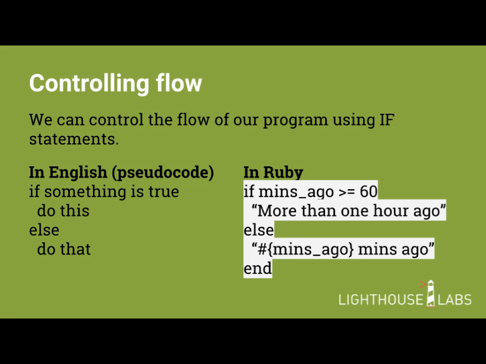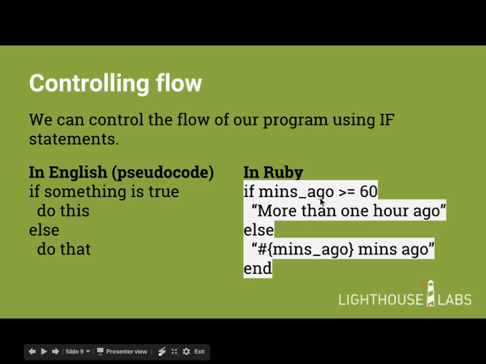Here's a more practical example. Somewhere up in your code or somewhere else in your overall application, you set a variable called mins ago. Somewhere in there it says mins ago equals 61. And now it's going to say, okay, is 61 greater than or equal to 60? Yes, of course it is. So this line of code will be returned in this case. It's not going to be output to screen necessarily, but this is the line that's going to get executed.